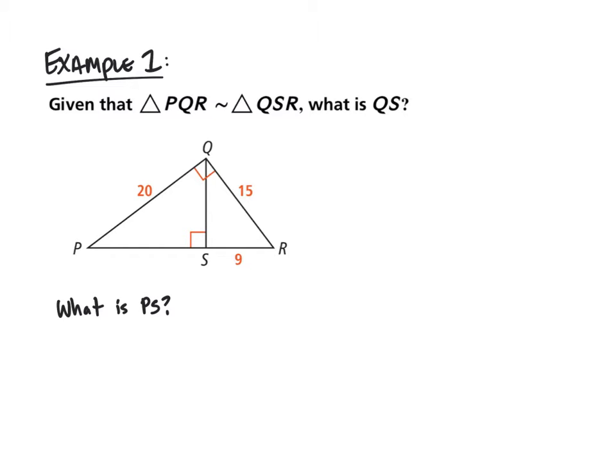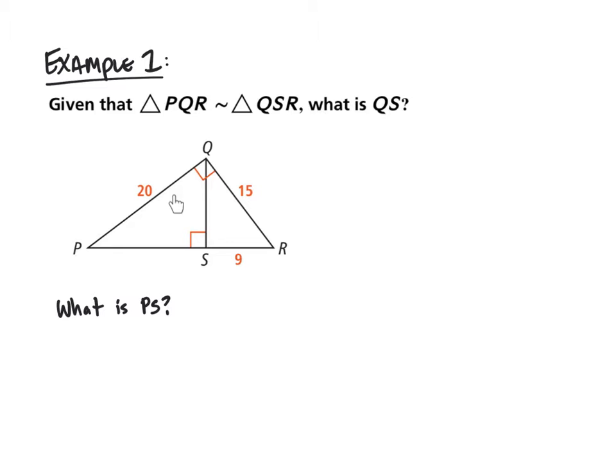Let's take a look at a few example problems using the similarity and right triangles concepts that we looked at in the previous video. If you remember, anytime we have a right triangle, like triangle PQR here, and we draw the altitude from the right angle down to the hypotenuse, we create two new right triangles, and those two right triangles are similar to each other, and they're each similar to the original triangle that we started with.